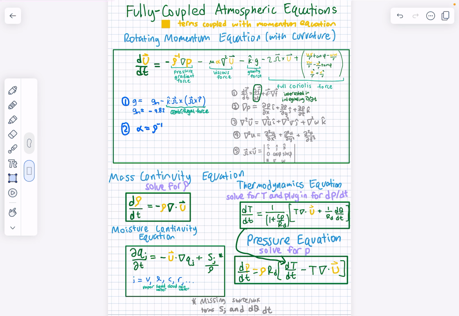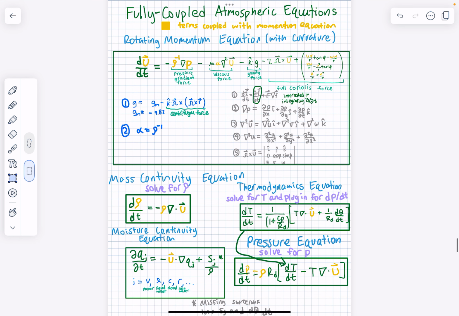I also mentioned that in the future, I plan on discussing what I call the fully coupled atmospheric-oceanic equations, which will also include an ocean system. The equations will be the same. The main difference is that the density and viscosity of water is different than air. But there are also some more complicated processes, which I don't know if I will be able to discuss, but I will briefly go over with those atmospheric-oceanic equations.